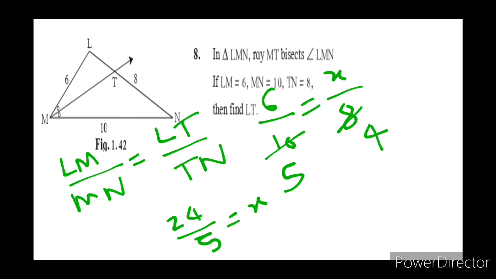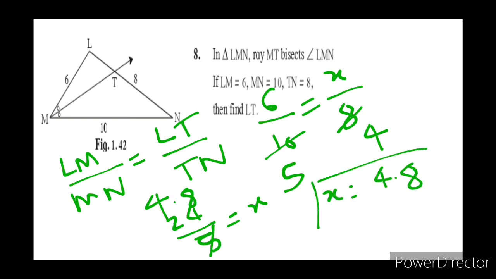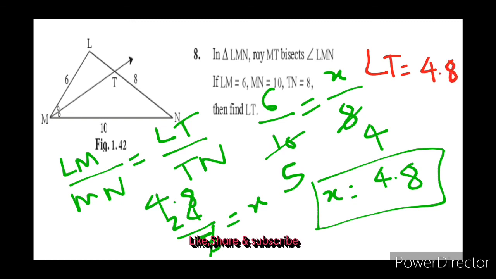Solving this, 5 ones are 5, 5 fours are 20, 5 eights are 40. So we get x equal to 4.8, that is nothing but your LT. So LT equals 4.8 centimeter or meter, whatever it may be, the units are present in your question.